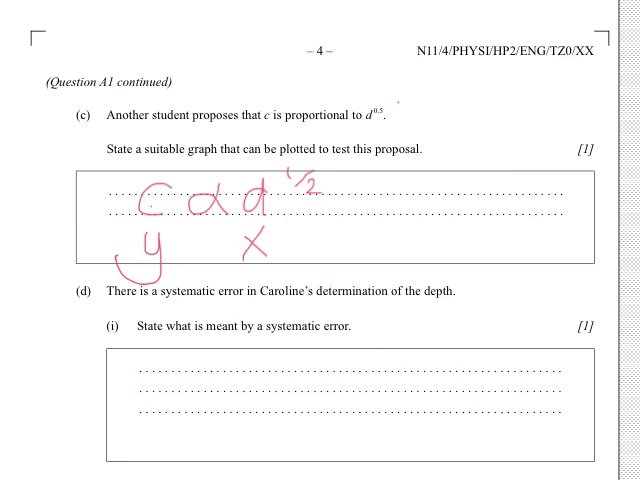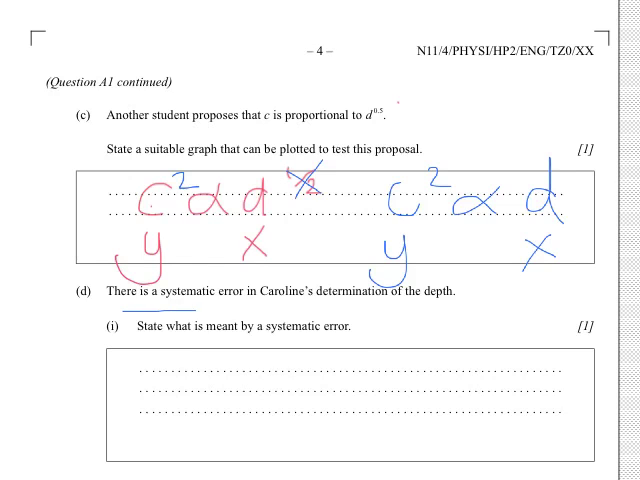Another option would be to square both, and we would end up with c squared proportional to d, and then you could put that on the y-axis and d on the x-axis. There are some other ways of doing this involving logs, but we're not going to worry about that until later on this year.